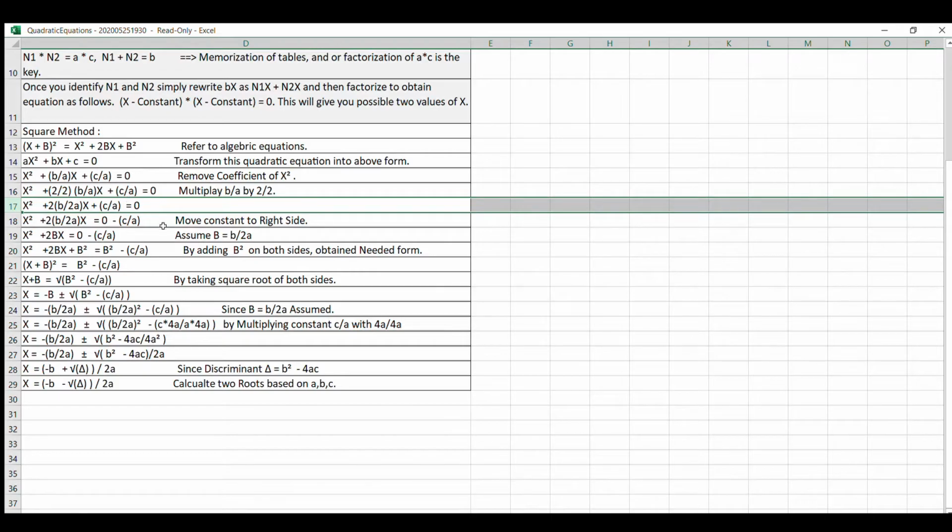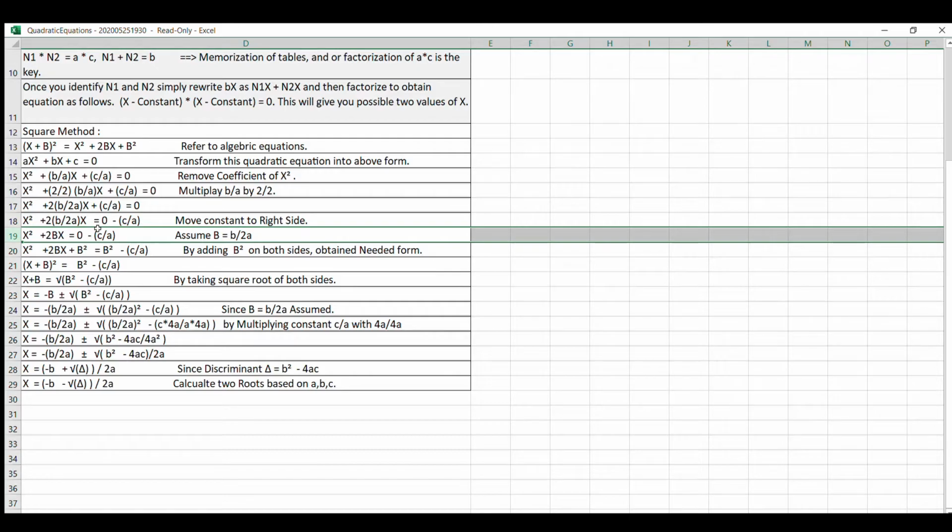Now you want x square plus 2bx plus b square. So what you have done in line number 19 is that c by a, which was on the left hand side, you moved it to the right. So it became 0 minus c by a. Wonderful. Up to here we are good. x square plus 2bx is equal to 0 minus c by a.